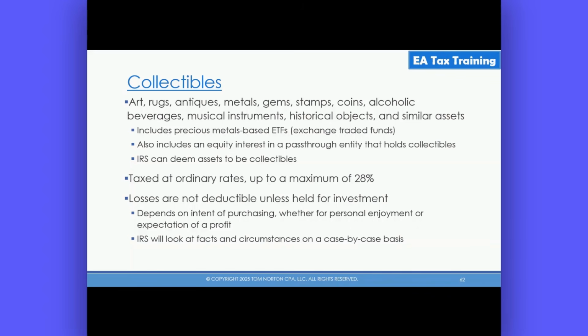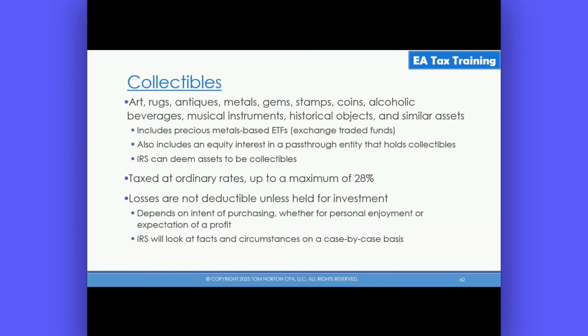Losses on the sale of collectibles are not deductible unless they were held for an investment. So in other words, just because you own a collectible doesn't mean you bought it as an investment. You could have bought it just because it's something that you liked. You weren't actually buying it with the intention of selling it someday to make a profit. So if you don't hold it for investment and you sell it at a loss, then you cannot take any loss on that sale. So it's going to depend on your intent of purchasing it.